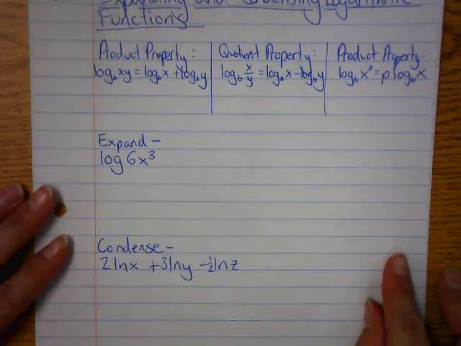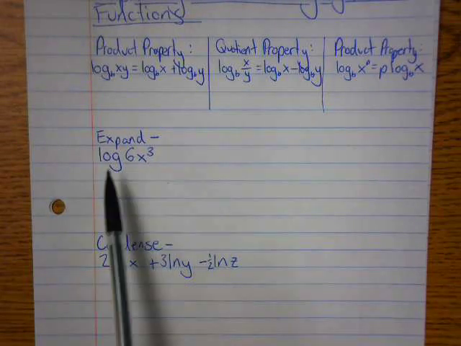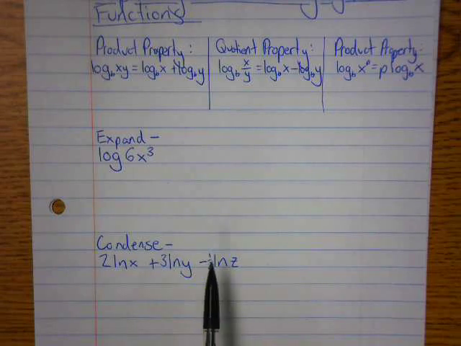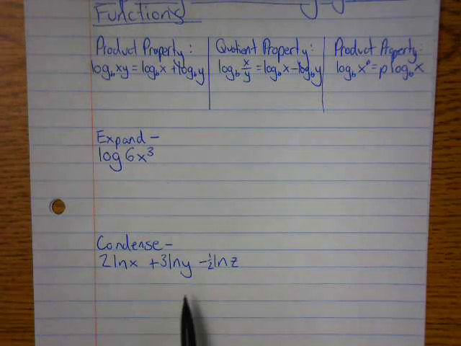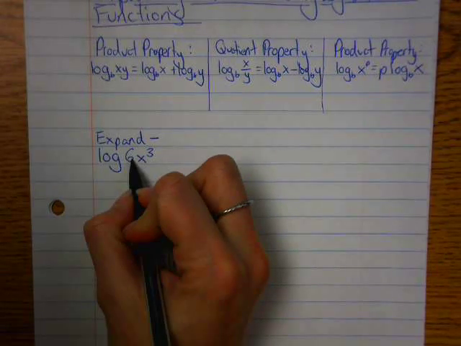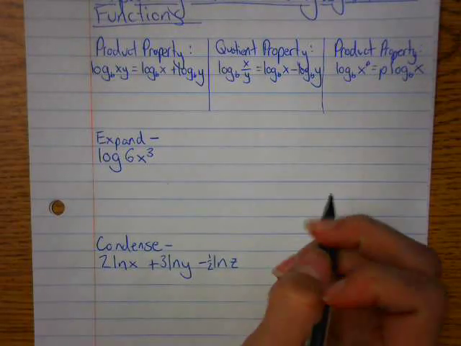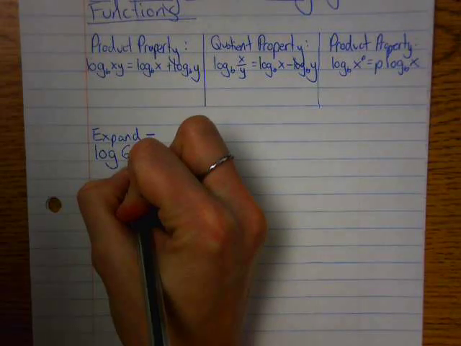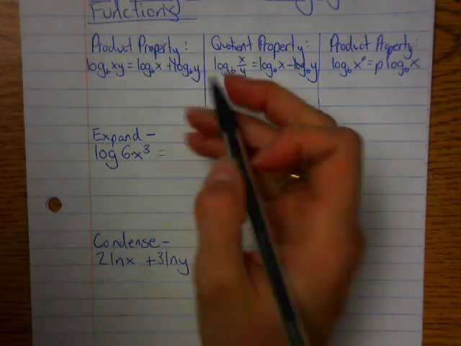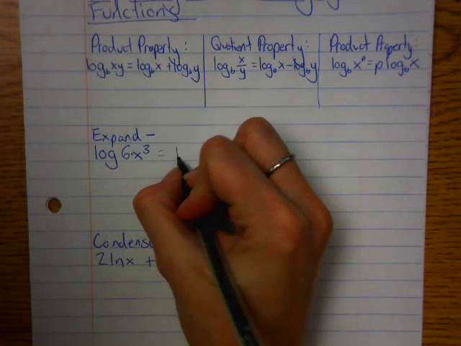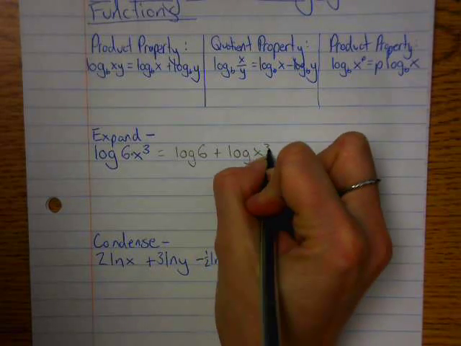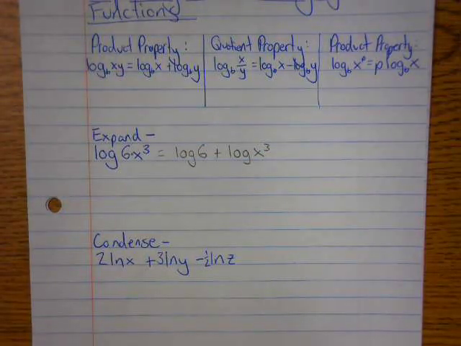So using those, let's see what we can do to either expand, so take one log and break it into as many logs as we can, or condense and take multiple logs that have the same base and try to put them together into one log. So let's look at log of 6 times x cubed. Now I see right here that this is multiplication. So the first thing I'm thinking is that I could use the product property to break this into two separate logs, log of 6 plus log of x cubed, since 6 and x cubed are multiplied together.